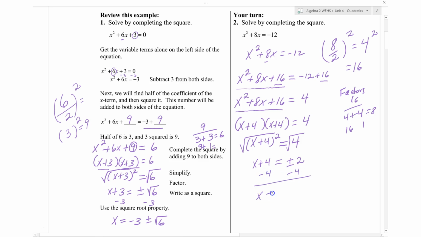So we have x equals either 2 minus 4 or x equals negative 2 minus 4. I'm sorry, the first one should have been 2 minus 4. So you have negative 2, and we have x equals negative 6. So those are our solutions.